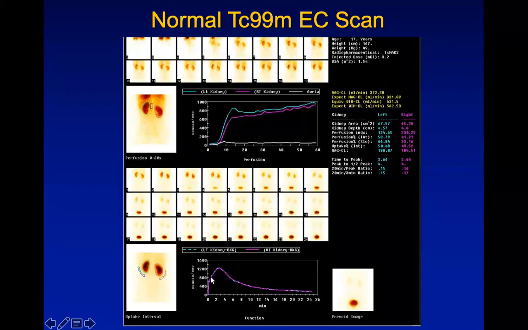And you see the rising part, a little more about the curve later. So this is the normal renogram curve. And here you have all the parameters: the perfusion index, the time to peak, the time to half peak.